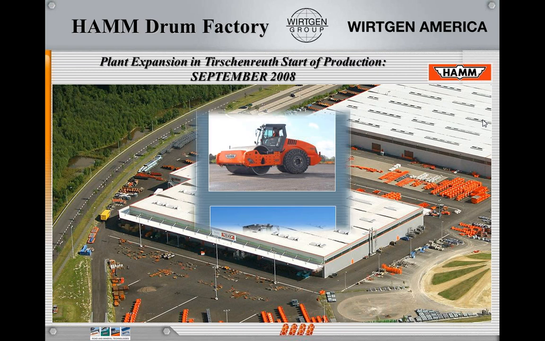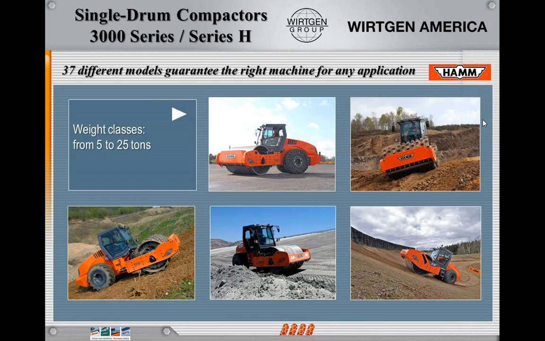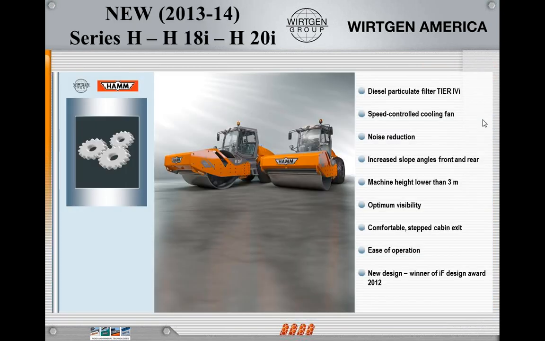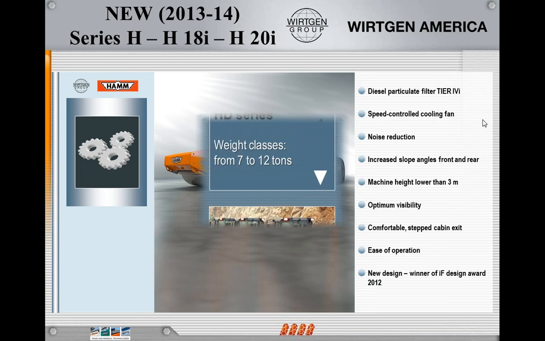On the soil side, we have 37 different models, anywhere from 5 to 25-ton models. Smooth drum and pad foot drums. This year, everybody I'm sure has heard of the Tier 4 motors that are coming out, so we have changed the design a little bit of our soil rollers, and we've gone to the H series. A lot of the same functional features that you've seen in our 3000 series, but with a lot of Tier 4 initiative for design on the engines.